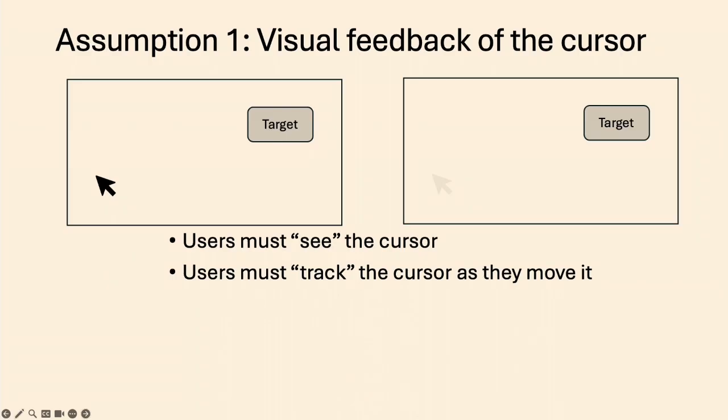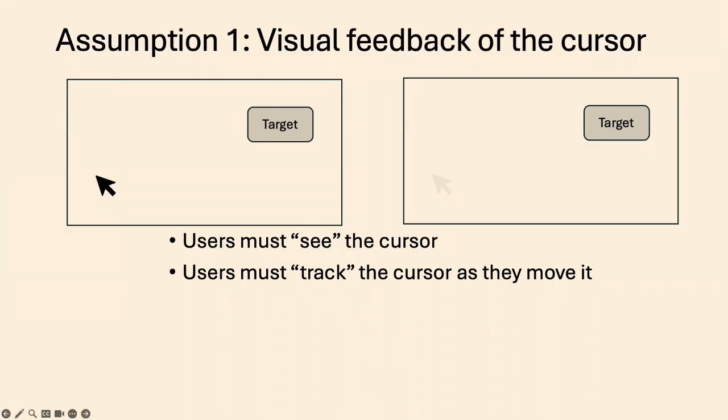Why? Let's look at the first assumption that Fitts made. User must see the cursor, okay? This is a regular expectation. On the right hand side, you probably see the cursor is fainted. If I can't see the cursor, if I am blind, how do I use this law? It doesn't apply to me, right?